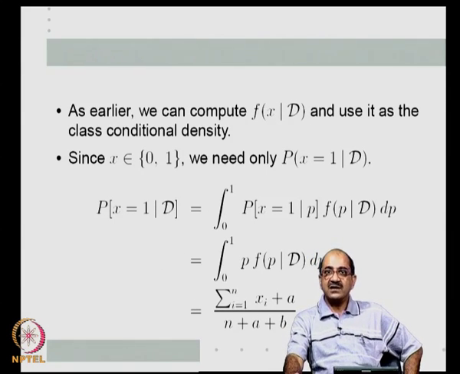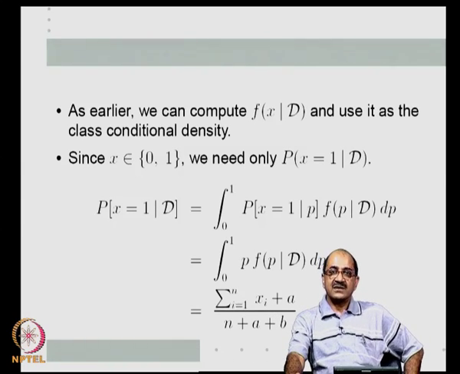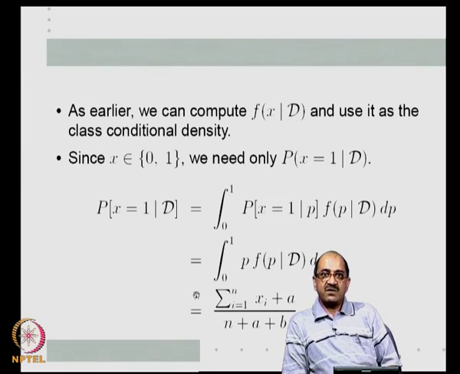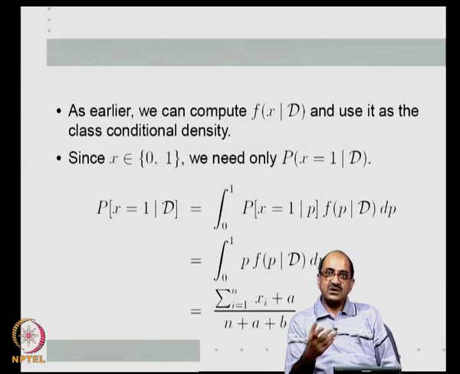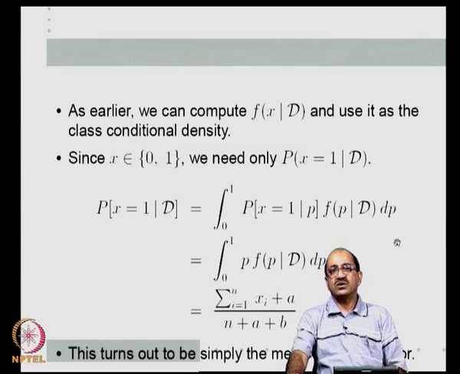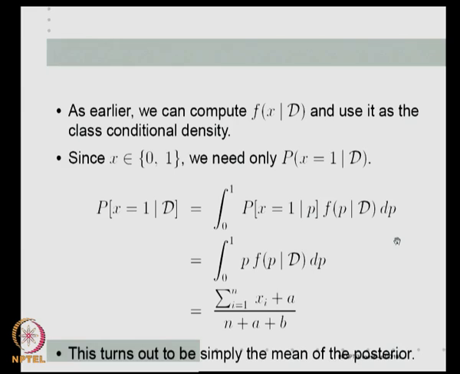This is a by a plus b. So that is the sum of xi for i equal to 1 to n, plus a, divided by n plus a plus b. That is the reason why in the earlier slide I only showed the example of using the MAP estimate. I did not show the example of using the mean, because using the mean or using f(x | D) is the same. In this case it turns out to be the mean of the posterior density; otherwise I can use the MAP estimate. We can discuss either of them. So let us look at the mean, which turns out to be simply the mean of the posterior density.